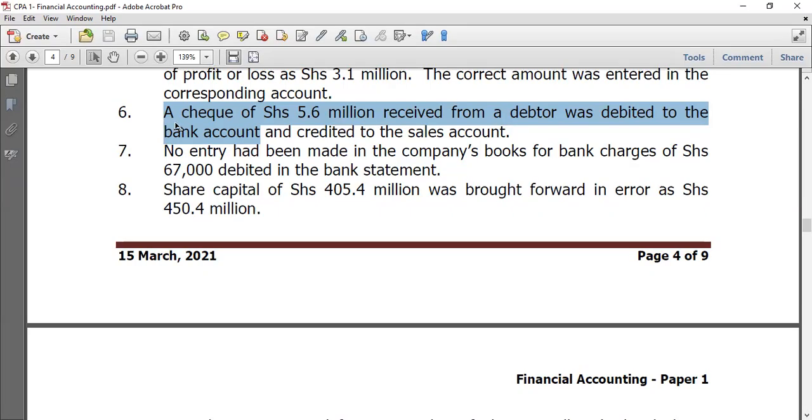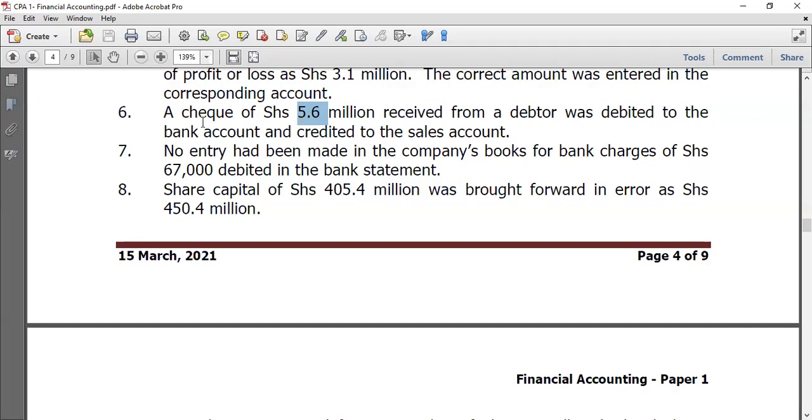So if this is a transaction for item 6, this check of 5.6, yes, it was received from a debtor and it definitely affects our bank account. But if the accountant debited it to the bank account, then we don't again have to affect our bank account. Because if we did what you are proposing, if we went ahead and credited our bank account, we'd be matching it off. The 5.6 on the debit side will just cancel with the 5.6 on the credit side, and there will be nothing in our bank account to reflect such a transaction.